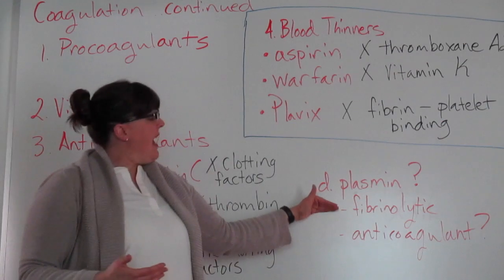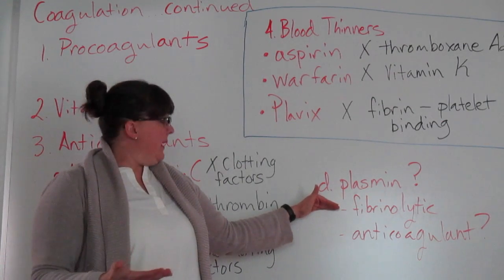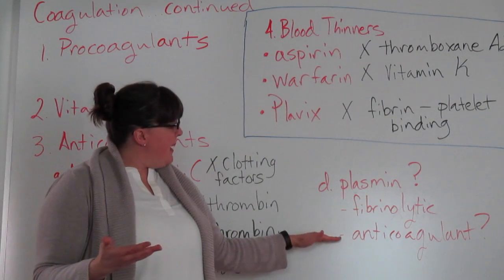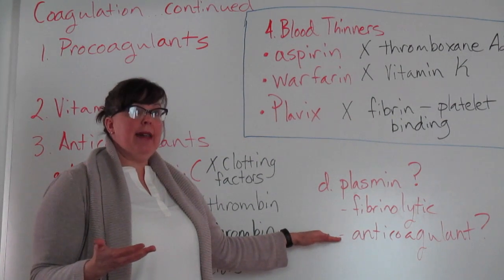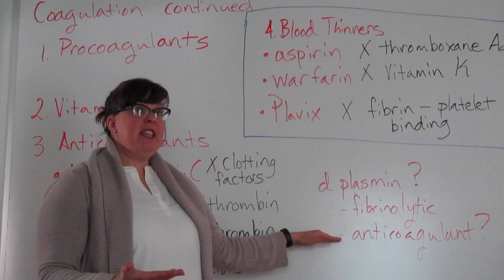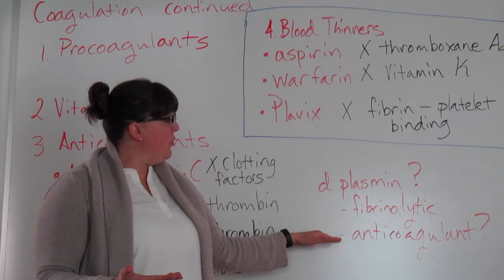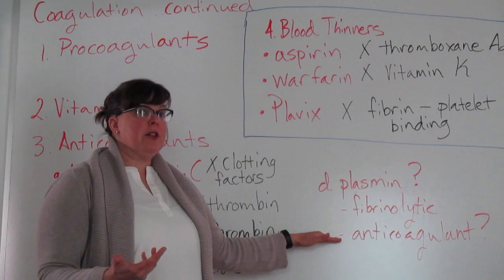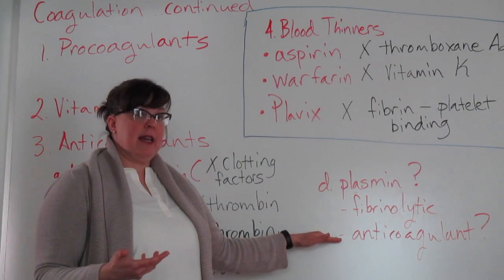So we know that plasmin is fibrinolytic. It breaks apart or digests fibrin. But it may also be an anticoagulant. There are data that support a role for plasmin in digesting clotting factors, which would make it an anticoagulant.